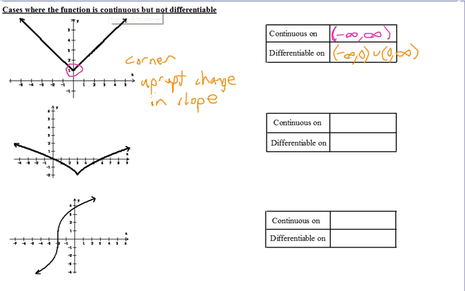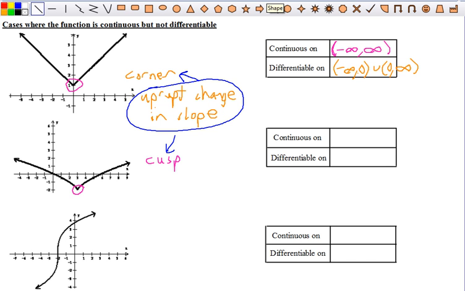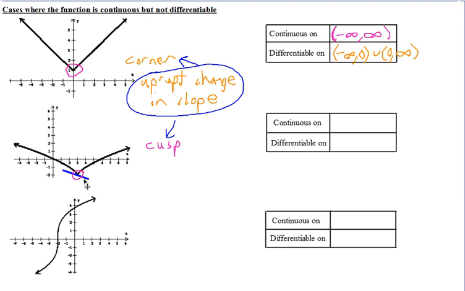In a similar case on the next one, it's the same idea, except since from the left and right, these actually approach negative infinity and infinity, this is referred to as a cusp. But it's the same reasoning. Got an abrupt change in slope for both of these. So again, if you try to draw the tangent line there, you can see there's no way of knowing exactly where that's going to be because of the cusp, because of the abrupt change in the slope.